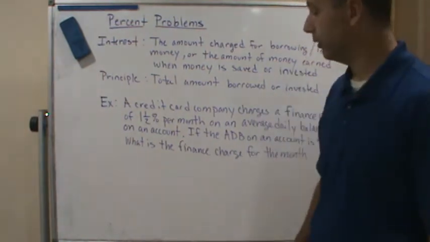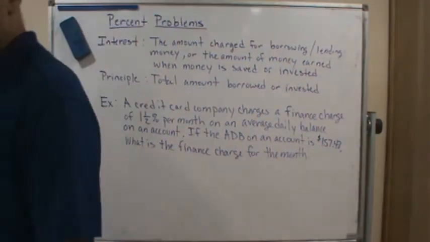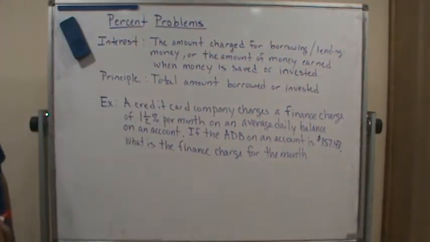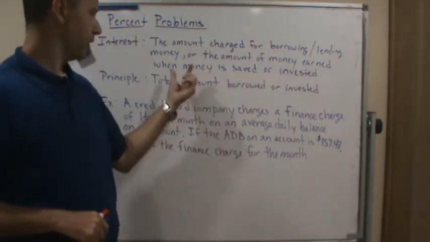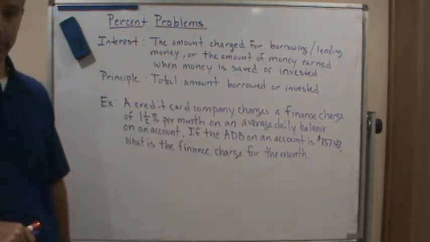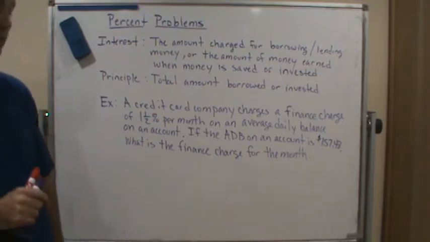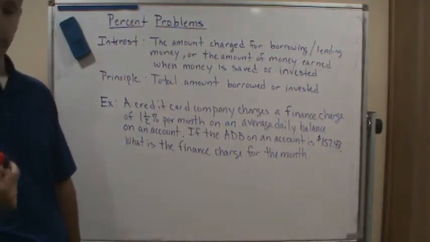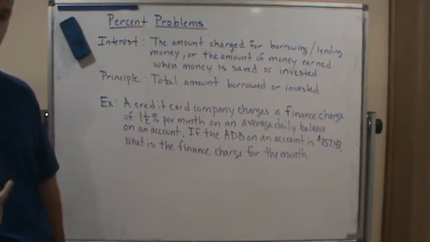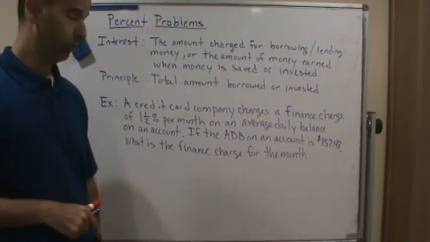Today we're going to talk about interest and some of the contexts where interest comes up. Interest, by definition, is the amount charged for borrowing or lending money, or the amount of money earned when money is saved or invested. So it is a portion of the money that you invest, borrow, or lend that comes back or goes out.